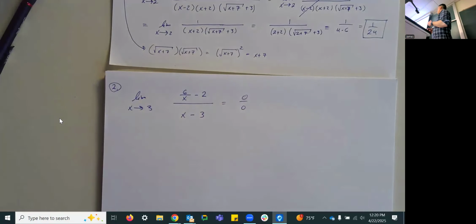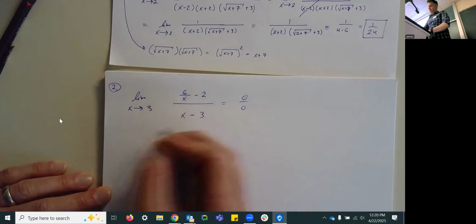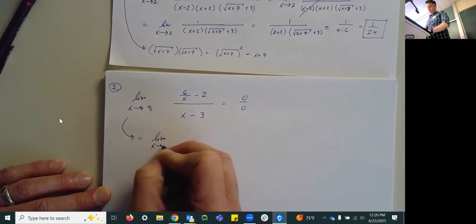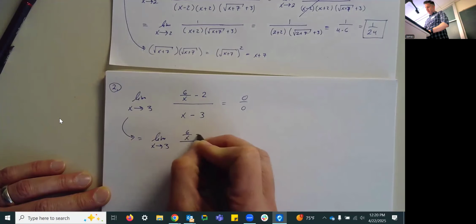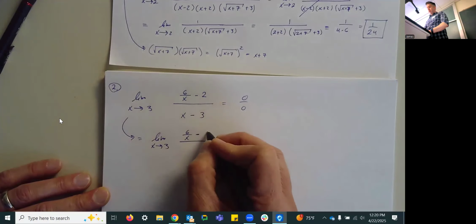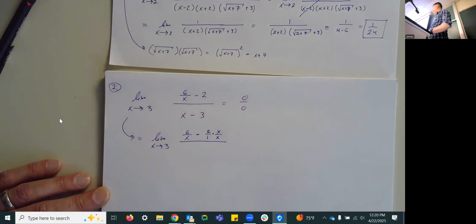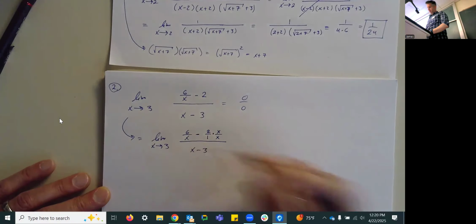And in this case, what we're going to do is, since we have fractions in fractions, we're going to get a common denominator for those fractions that are in the numerator, or I should say the fraction. So we're going to rewrite this as the limit as x approaches 3. We have 6 over x minus, I'm going to think of that 2 as 2 over 1, and I'm going to multiply that by x over x so I can get a common denominator and actually subtract those fractions. The denominator is just going to hang out.